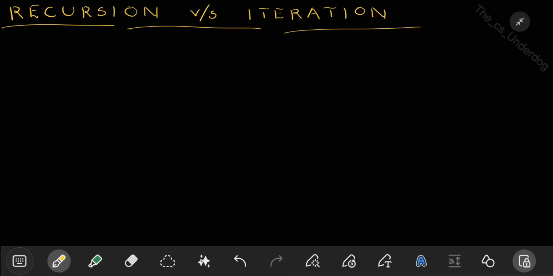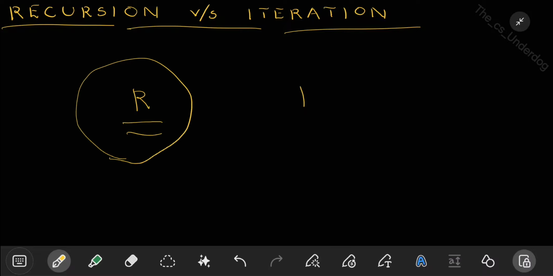Recursion versus iteration. This lecture is a comparison between recursion and iteration. Then we'll go through under what conditions, under what situations should you use a recursive approach, and under what situations should you go for an iterative approach.